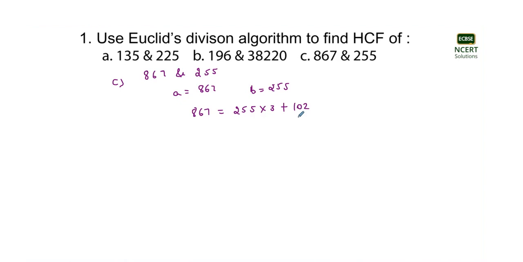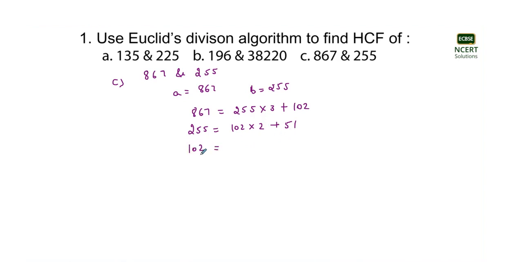As the remainder obtained is not equal to 0, again we will apply the Euclid's division lemma over the numbers 255 and 102. So 255 will be equal to 102 into 2 plus 51. Which means that if we divide the number 255 by the number 102, 2 is obtained as a quotient and 51 is obtained as a remainder. So again the remainder obtained is not equal to 0. So now the new values of A and B will be 102 and 51 respectively.